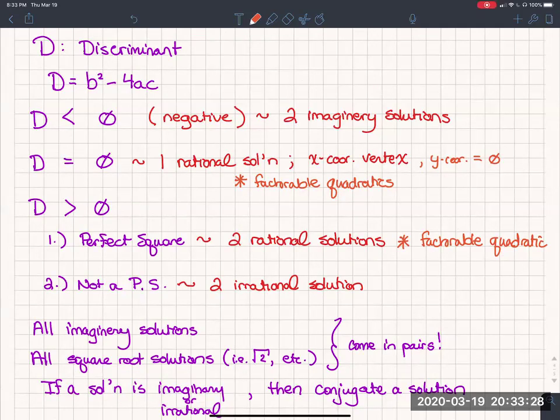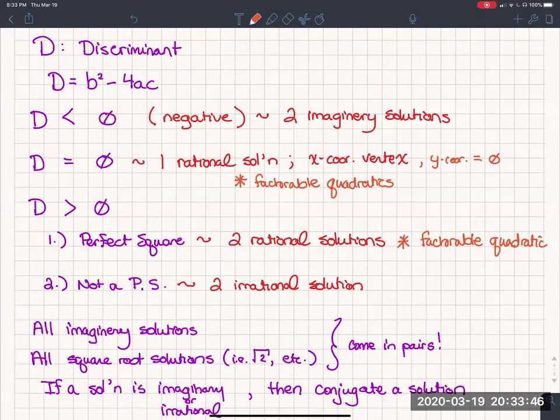If the discriminant is positive, greater than 0, and not a perfect square, then you should expect 2 irrational solutions. Remember, irrational numbers are numbers that cannot be written as fractions, like the square root of 2, the square root of 7, and so on.